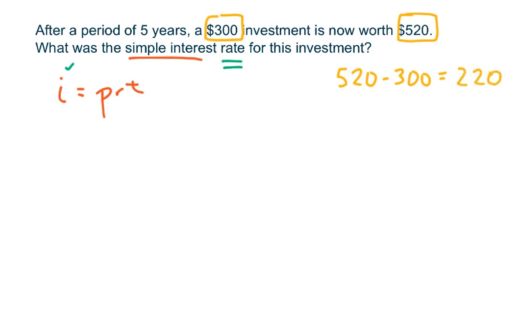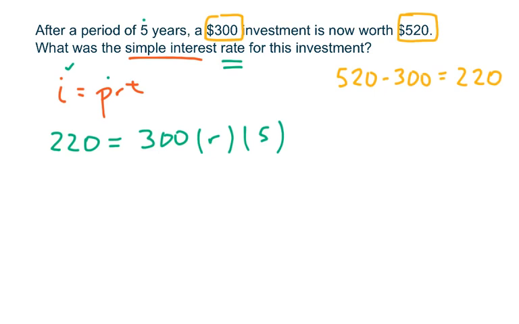Now I know the amount of interest that was earned, and I can plug that into my formula. So the amount of interest that was earned was $220. The principal, P, the amount of money that was initially invested, was $300. R is the thing that I'm looking for, so we'll leave that as R. And T is time. How many years? Oh, I see that. That was 5 years. So now I've got everything plugged into my formula. I just need to solve this for R, and I'll have my interest rate.